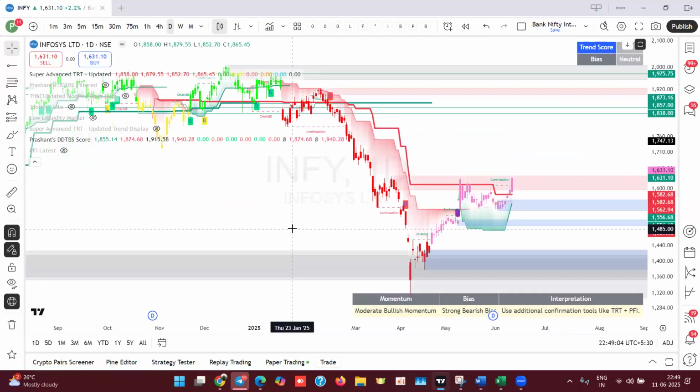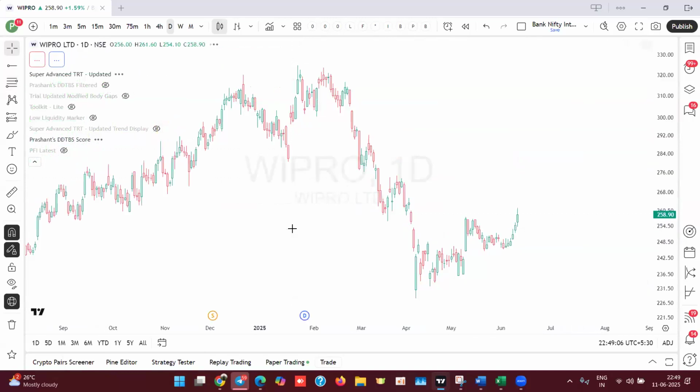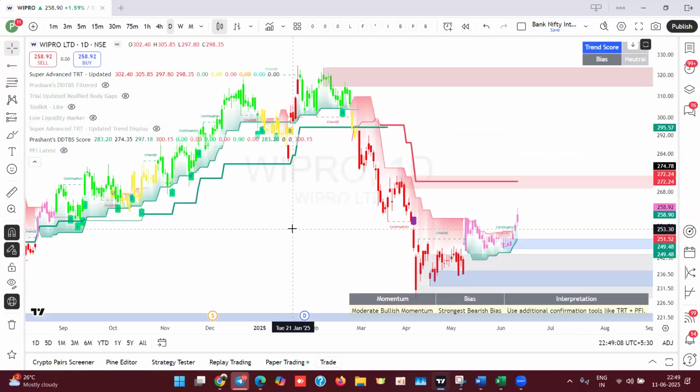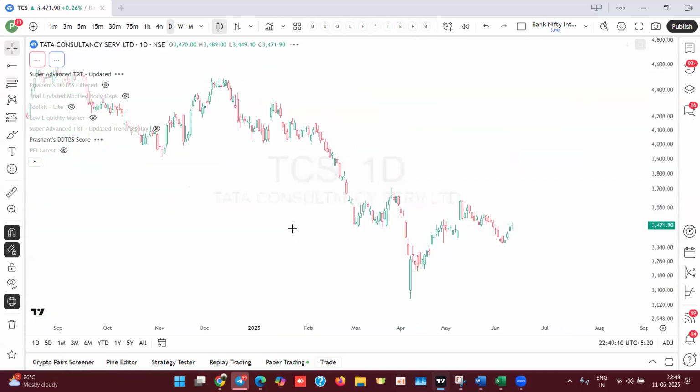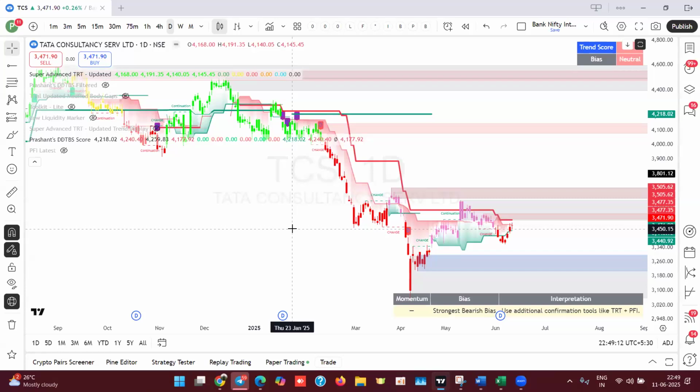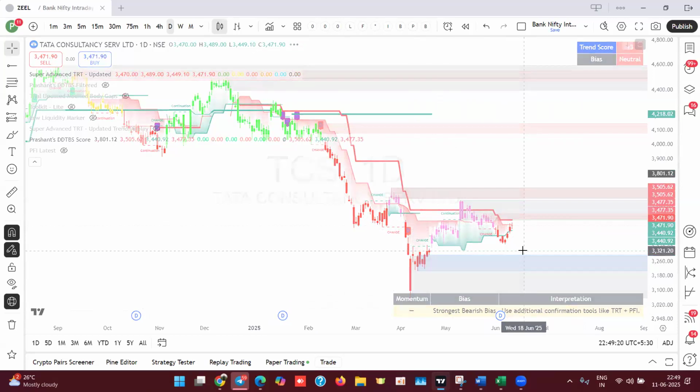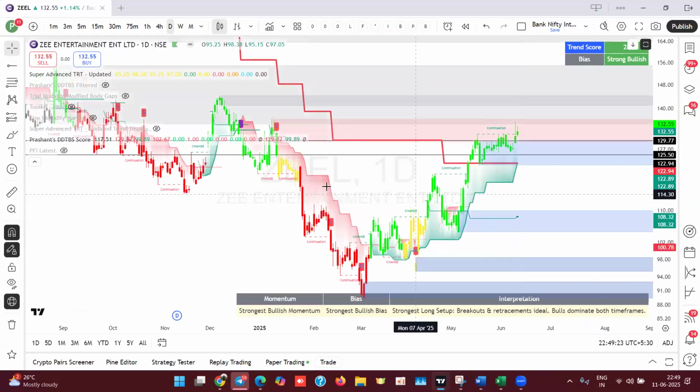In fee, it is turning bullish. Trend is still showing red, but they are going higher. TCS we can see it is stuck. So there is no momentum. Bias is still bearish. There are other stocks which are providing better opportunities.